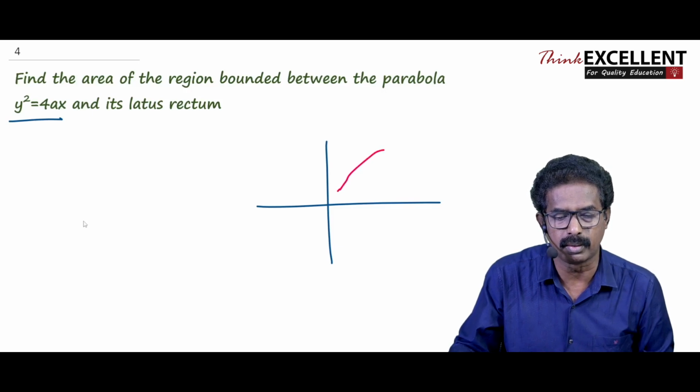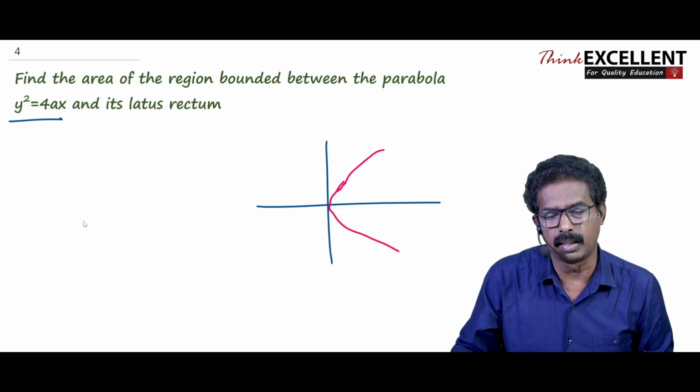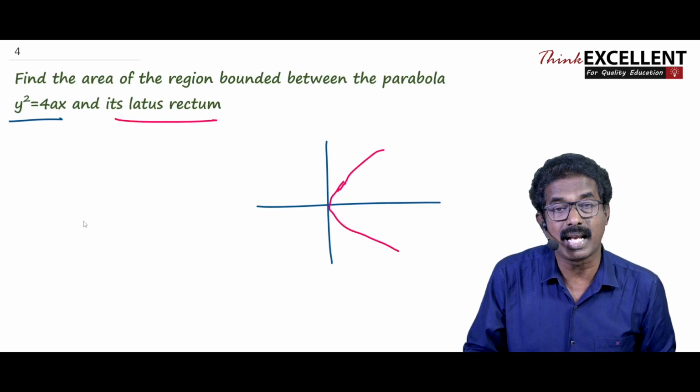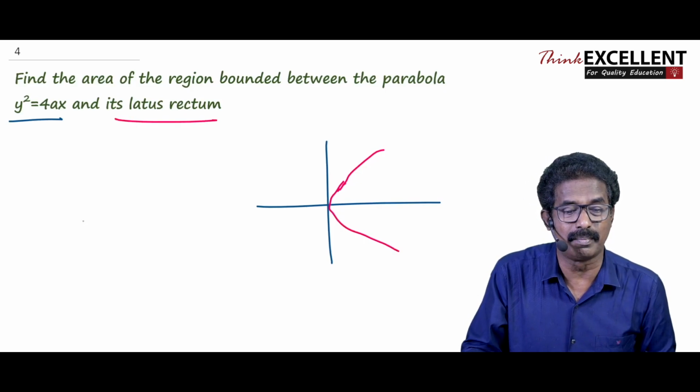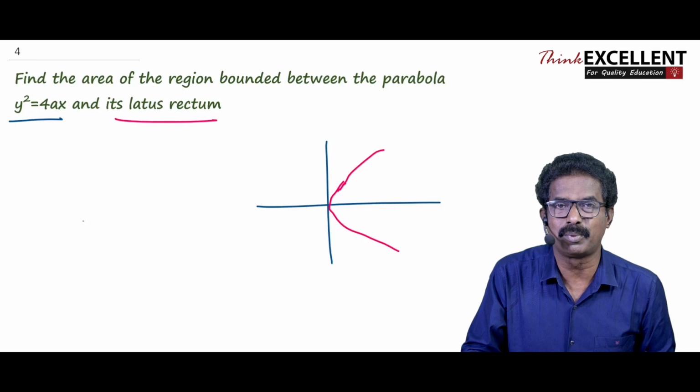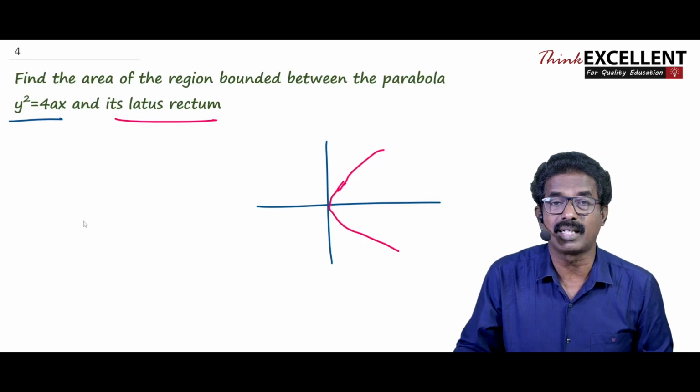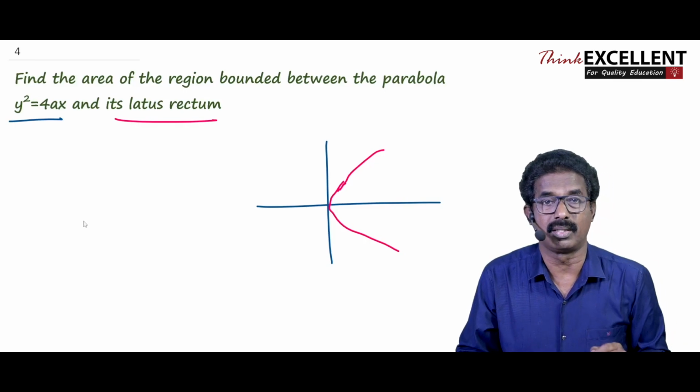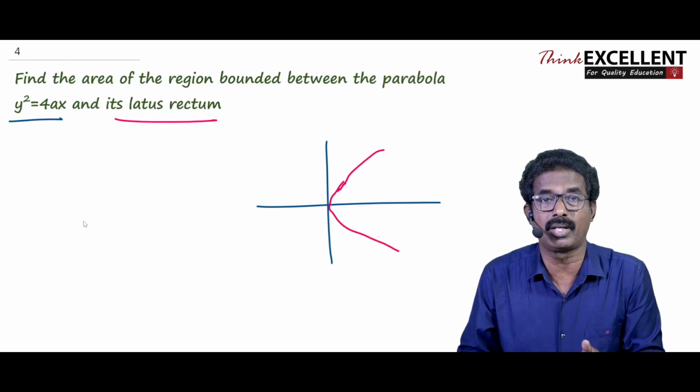Y square equal to 4x is this parabola. And its latus rectum. What is latus rectum? So latus rectum is the perpendicular focal chord. Through the focus you draw a perpendicular line.